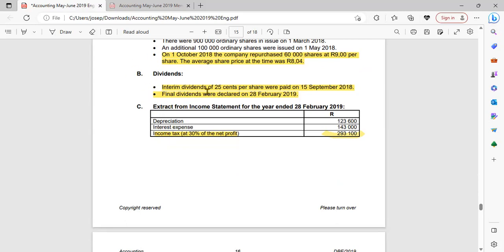Interim dividends of 25 cents per share were paid on 15 September 2020. And remember guys, if you're not given interim dividends in your information from the extract from accounting records or trial balance, and you see any information that says ordinary share dividends, just know it is your interim dividends. And if you see shareholders for dividends, just know it is your final dividends, guys. They said final dividends were declared on 28 February 2019. You see this one, they did not tell us anything regarding the cents paid per share, so we are going to find our answer when we go through the information.